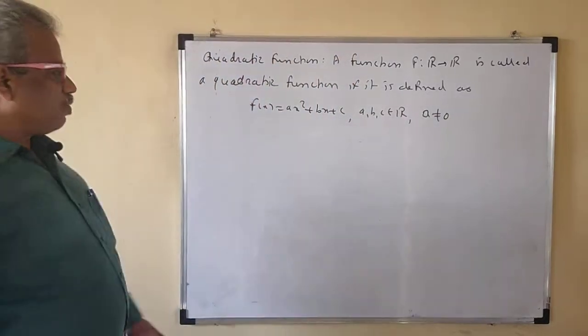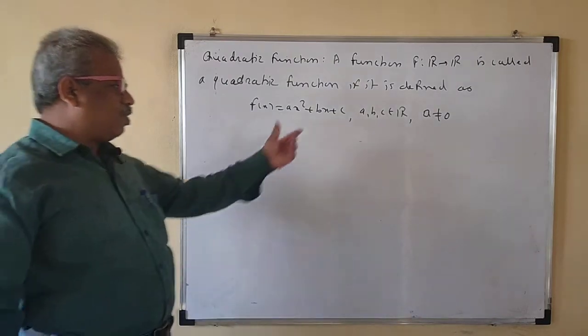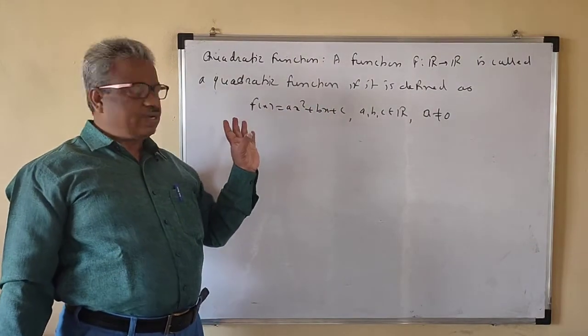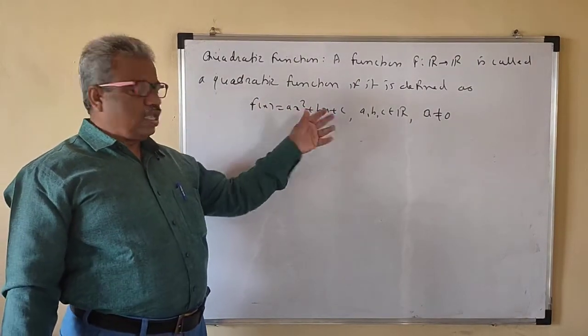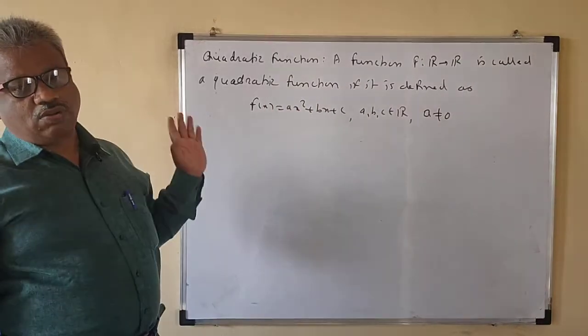Your coefficient of x square should not be 0. Whatever the b may be 0, c may be 0. It doesn't matter for b and c, but b and c should be real numbers. If b is 0, doesn't matter. If c is 0, doesn't matter. But if a is 0, then it will not be a quadratic.